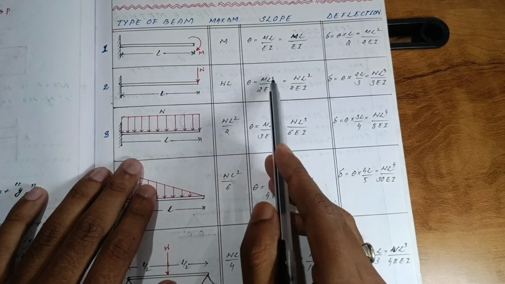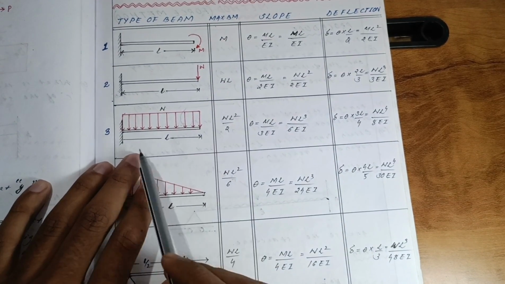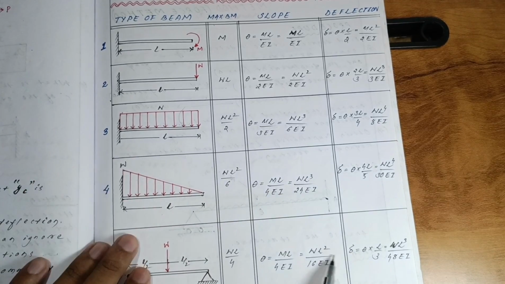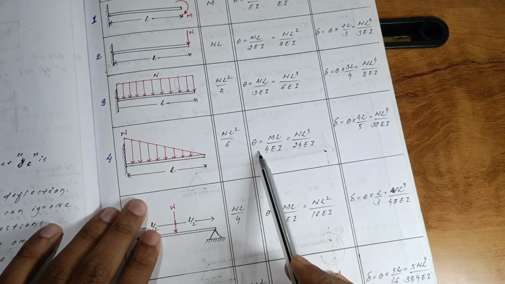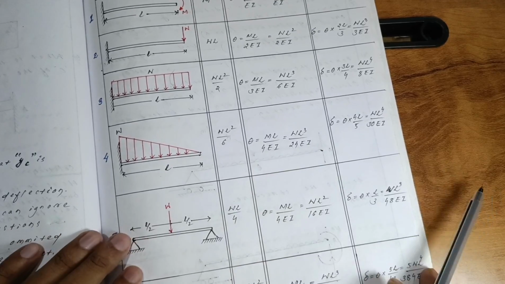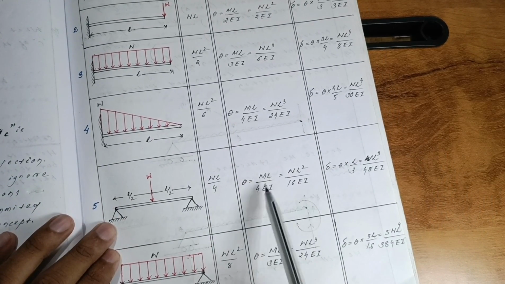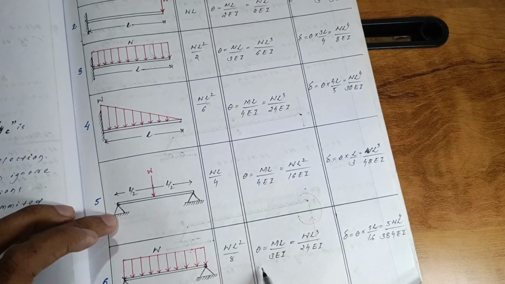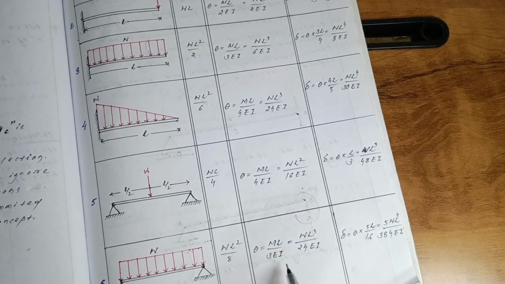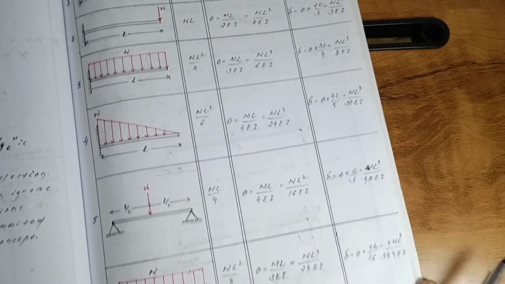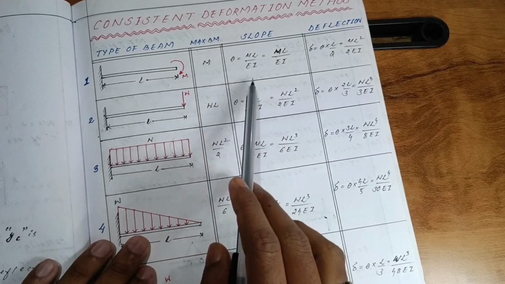For the second situation, theta equals ML by 2EI. For the third situation, theta equals ML by 3EI. For the fourth situation, theta equals ML by 4EI. For the fifth situation, theta equals ML by 4EI, and for the sixth situation, theta equals ML by 3EI.